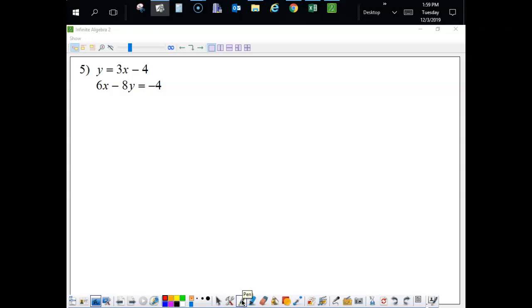New strategy, guys. Ready? We're going to talk about the substitution method. All right, so for substitution, here's what you do. You find the letter that's all by itself, which usually is going to be y. You circle what it equals, and you plug it into the other equation for that variable. So since y equals 3x minus 4, I'm going to replace y with 3x minus 4.